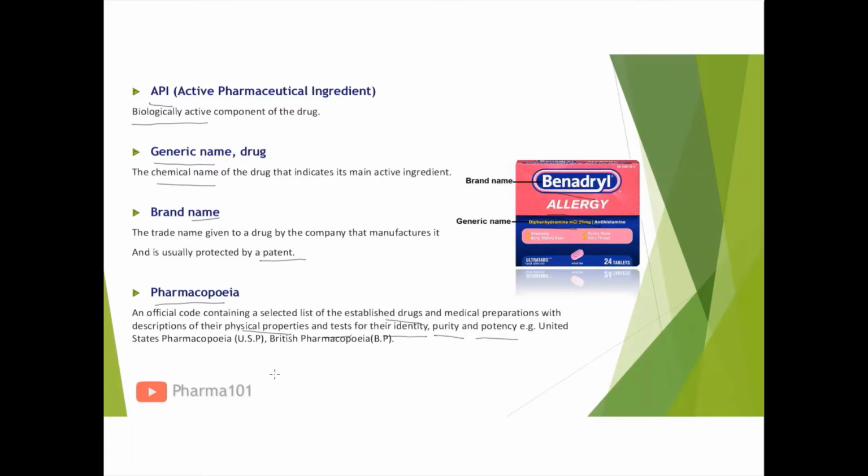Usually every country has its own pharmacopoeia. For example, the United States has its pharmacopoeia called United States Pharmacopoeia or USP. This is a term that you will frequently hear during these lectures, and you will often hear people referring to the USP. So just keep in mind that it refers to United States Pharmacopoeia and BP represents British Pharmacopoeia. We also have pharmacopoeias from other countries, but usually USP or United States Pharmacopoeia is considered as the standard.